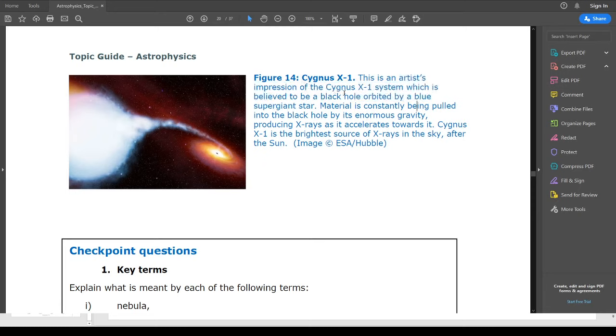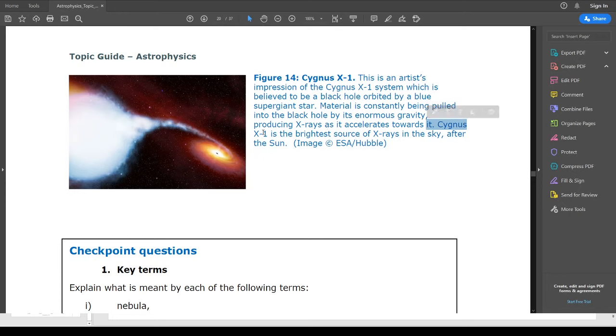So the artist's impression is based on everything that we know about black holes. We believe there is a black hole orbited by a blue supergiant star. The blue supergiant star is being drawn into the black hole. Material is constantly being pulled into the black hole by its enormous gravity, producing X-rays as it accelerates towards it. As the material accelerates towards it, it emits electromagnetic radiation such as X-rays.